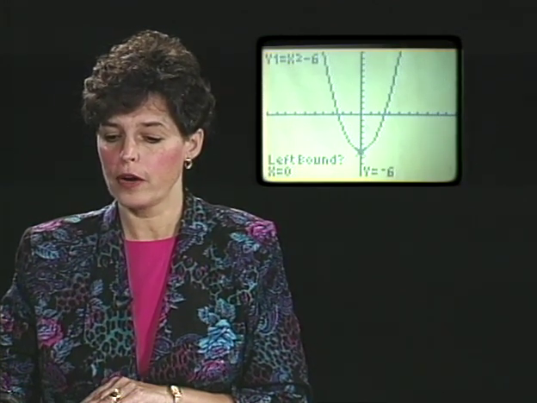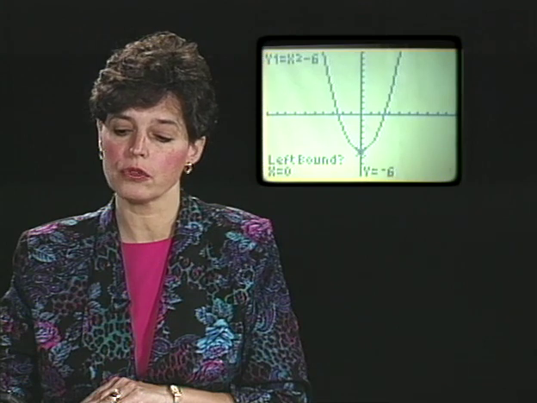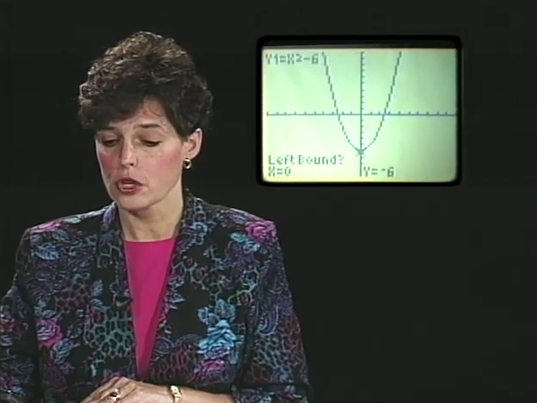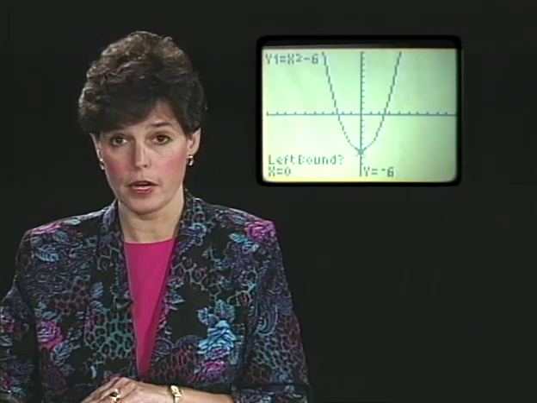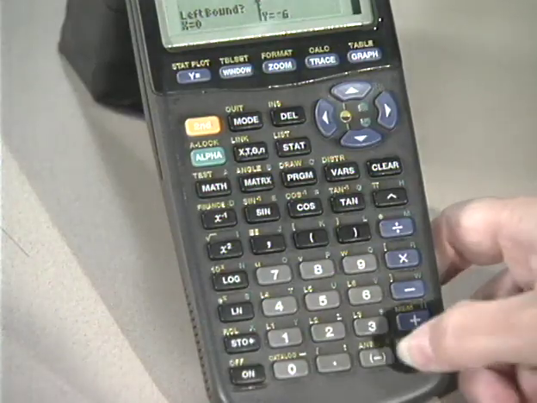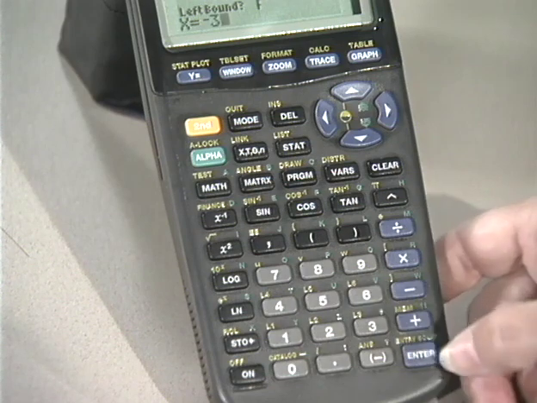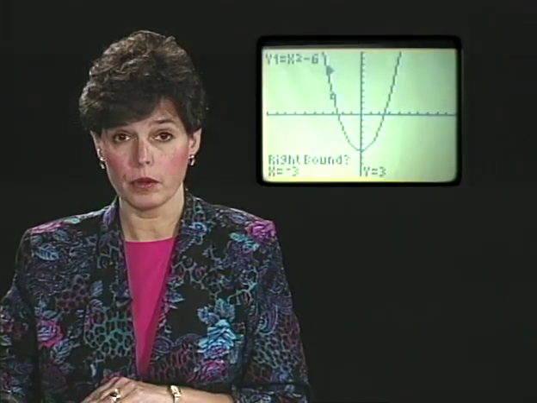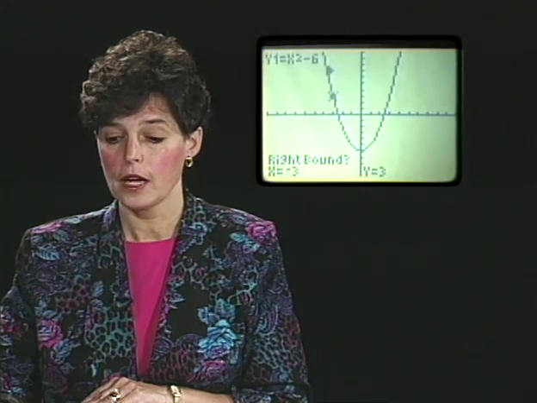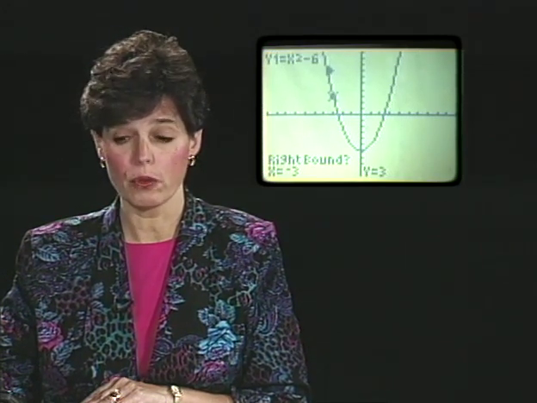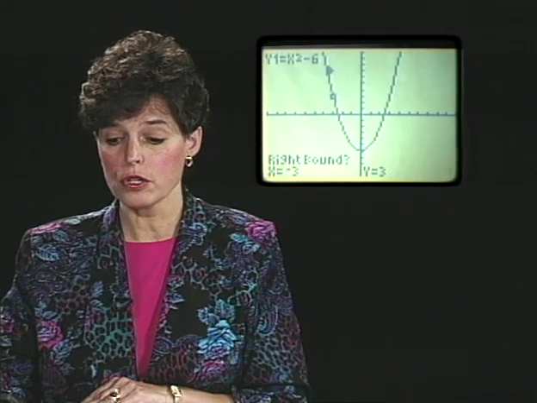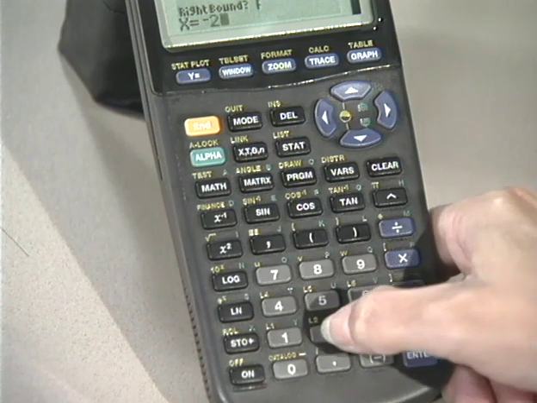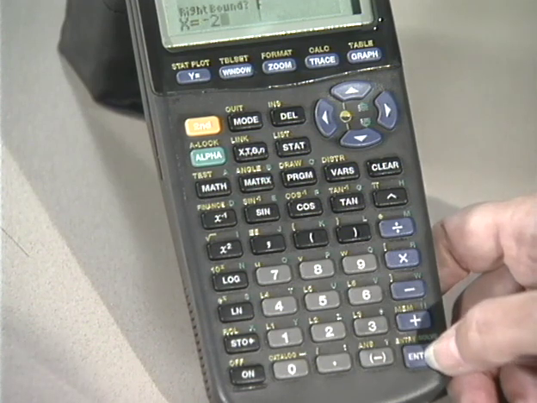Now if I look at my graph, I see that that left-hand 0 seems to be occurring between -2 and -3. So now that it asks me for left bound, I'm going to type in -3 and then press enter. And the arrow has occurred in the upper left-hand portion of my screen. Now the calculator is asking me for the right bound. So instead of cursoring to it, I'm going to type in -2. Press enter.